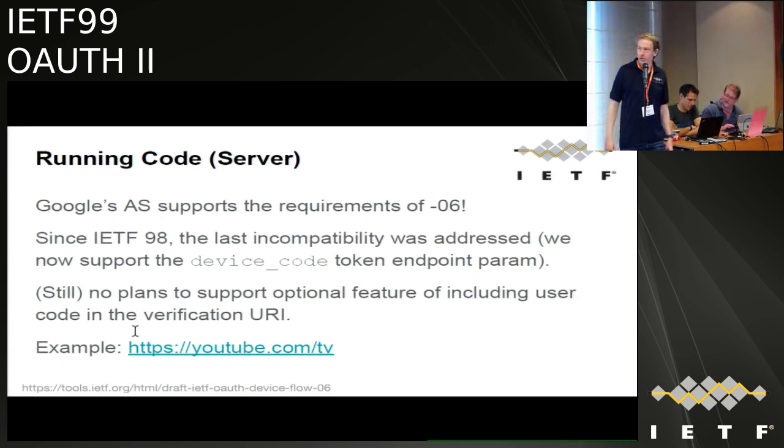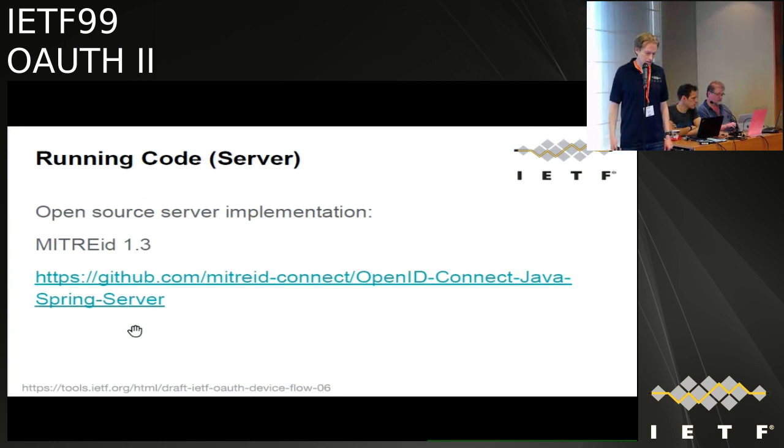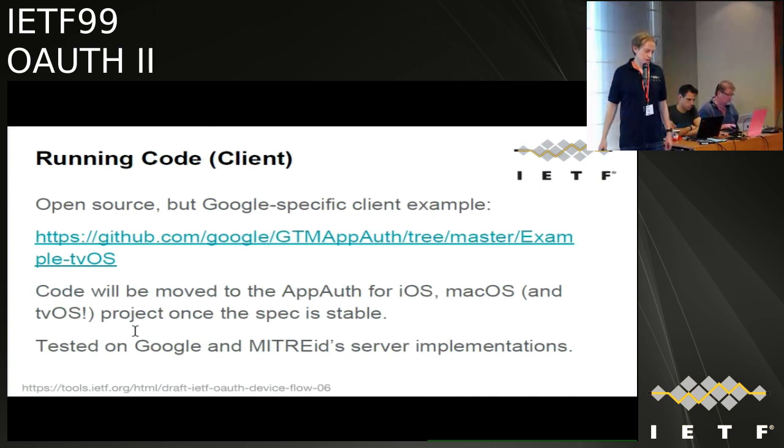So just to go over a bit of running code, a bit of an update. Google's AS is now 100% spec compliant with the 0.6 version. Hooray. There was one difference since IETF 98, and I don't think we invalidated that today. So let's hope not. MITRE ID 1.3 should be released now, since it was about to get released in Chicago. And this one's an open source implementation of the server side. We also have an open source client implementation. The plan is to move this into the App Auth project, once it's actually standardized. Justin and I did some interop between the two. So, yeah, there we go. And I think we've done the discussion.